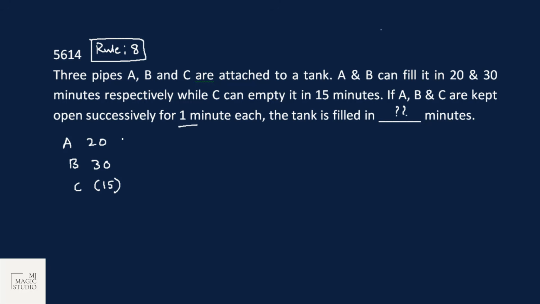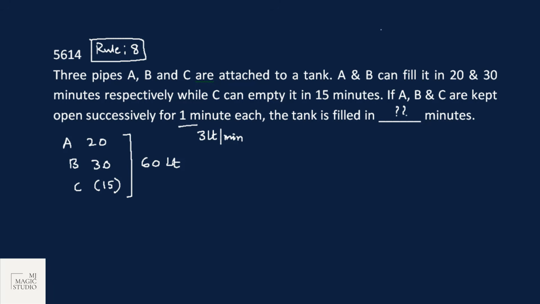And Rule 8, CM rule, is the best thing here. First find the common multiple of 20, 30, 15. Let it be 60. We will take this as volume of the tank. Volume of the tank is 60 liter. A can fill this 60 liter in 20 minutes. That means efficiency of pipe A is pouring 3 liter per minute.